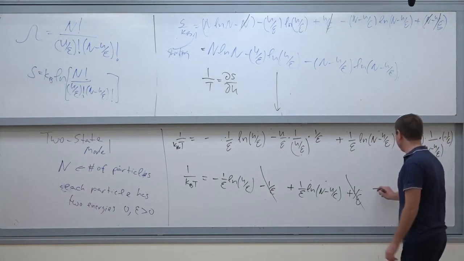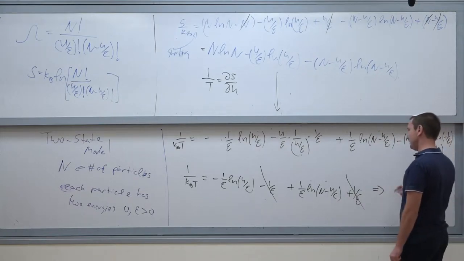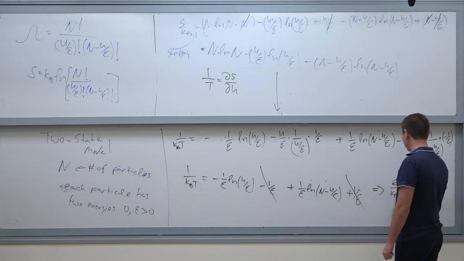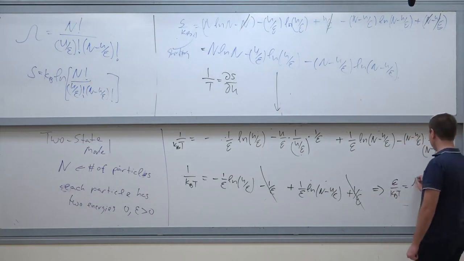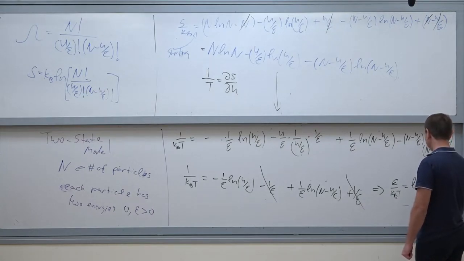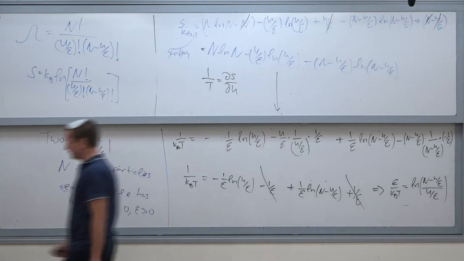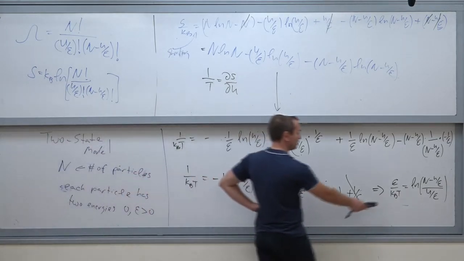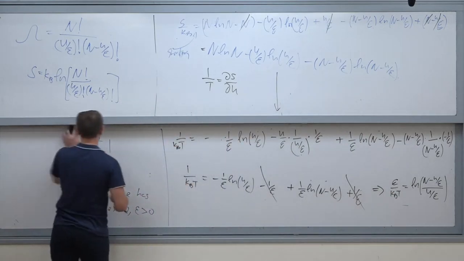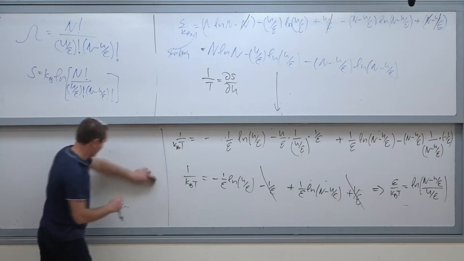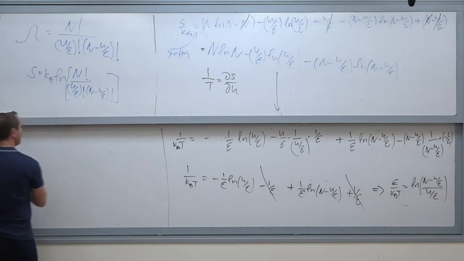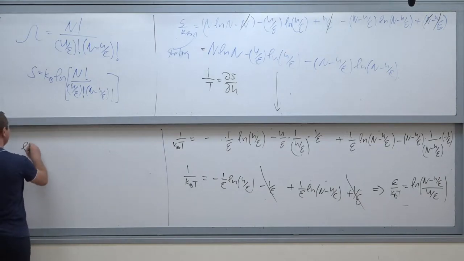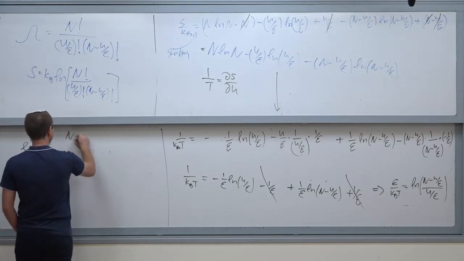And I obtain the following equation. The equation is epsilon divided by k Boltzmann T equals log of (n minus u divided by epsilon) divided by (u divided by epsilon). I'm taking the exponent of this term and this term, and I arrive at the following equation: the exponent of epsilon divided by k Boltzmann T equals n minus u divided by epsilon, divided by u divided by epsilon.